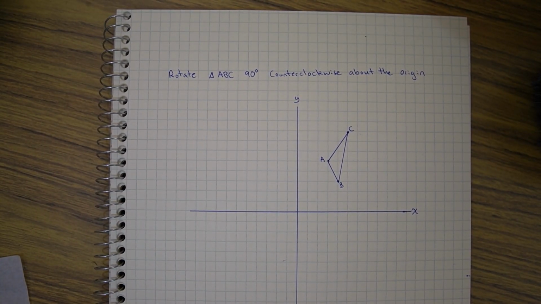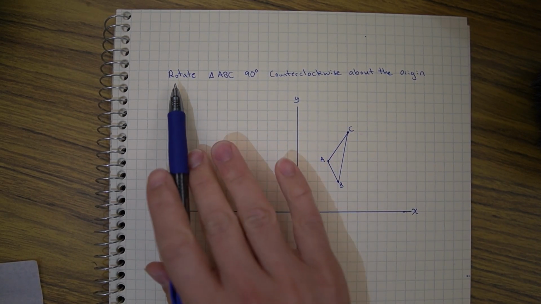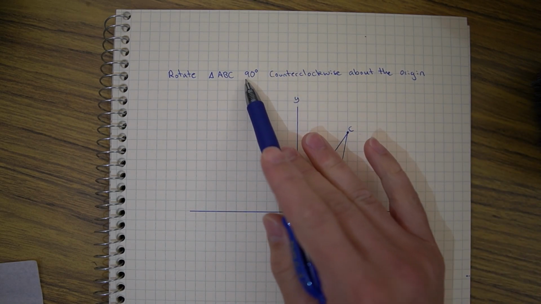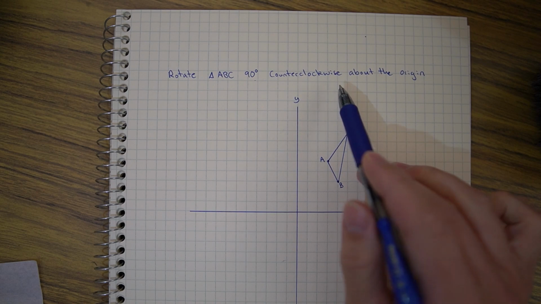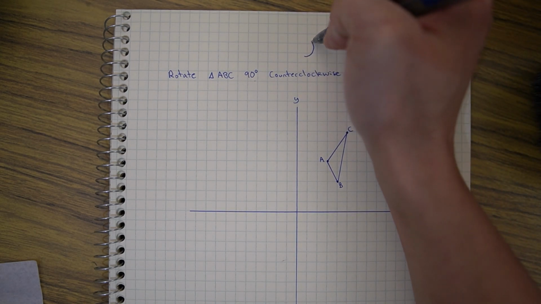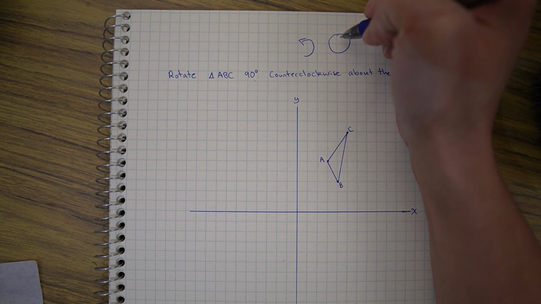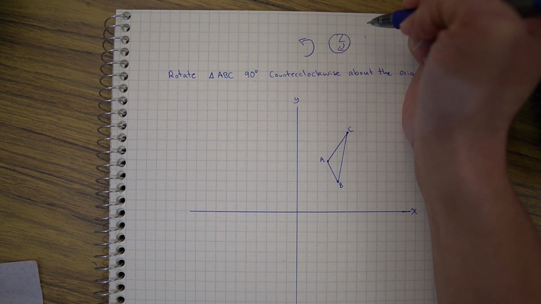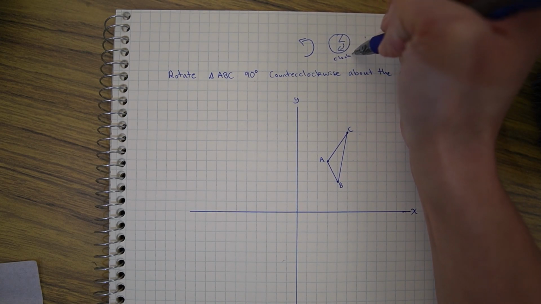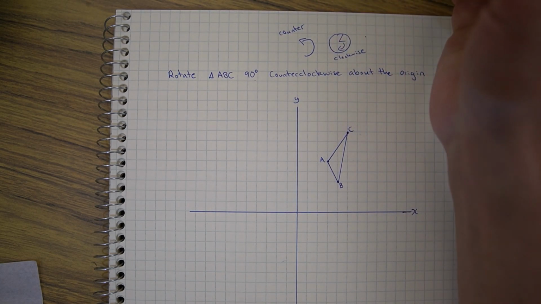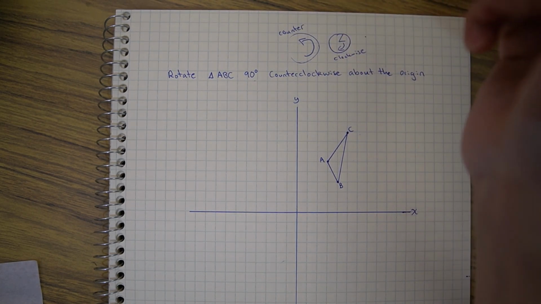So you have a problem where you need to rotate something accurately on graph paper a certain number of degrees in a certain direction. In this case, I've set up the problem: rotate triangle ABC, that's this one, 90 degrees counterclockwise. That is this direction. Remember, if you still remember what clocks looked like before they were all digital, the clock hands ticked in this direction. So this would be clockwise, and this would be counterclockwise.